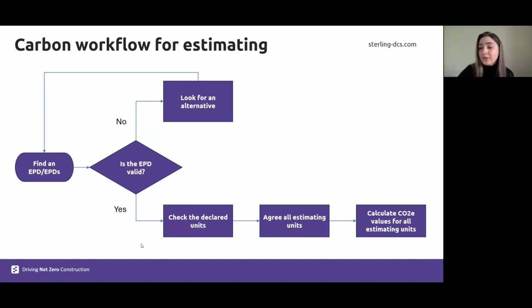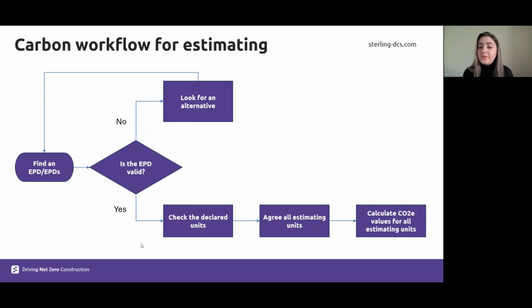How do we do that? I've created a workflow for that, and to start from the beginning, first we need to find EPDs, and in the second step we need to decide if they're valid or not. If they're not valid, it's very important to keep them valid and up to date. This is a continuous and very crucial part of the work process. If they're not valid, that loops us back to step one. We need a valid EPD which is up to date.